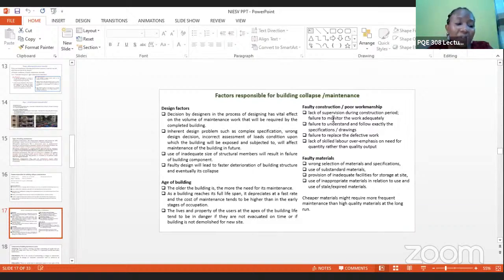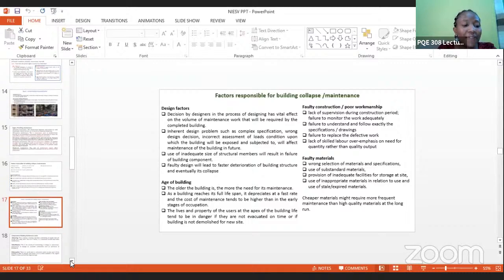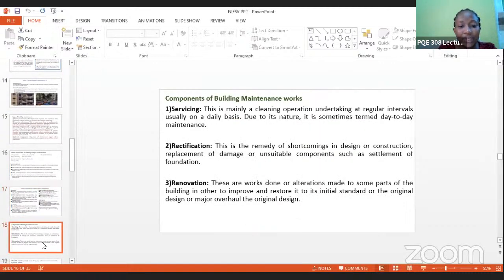They are all at the end of the day going to affect the building, and they will be responsible for the building collapse. So all these points, that is the design factor, the age of building, environmental factors, faulty construction or poor workmanship, faulty materials and all that, they are all the factors that we should know and we should be able to explain using our own words and explain well. So those are the factors that are responsible for our building collapse.